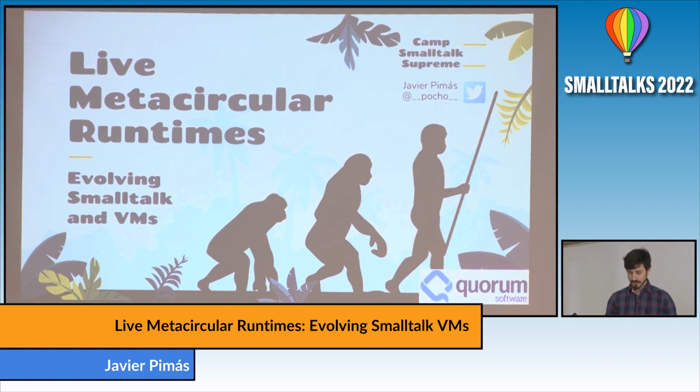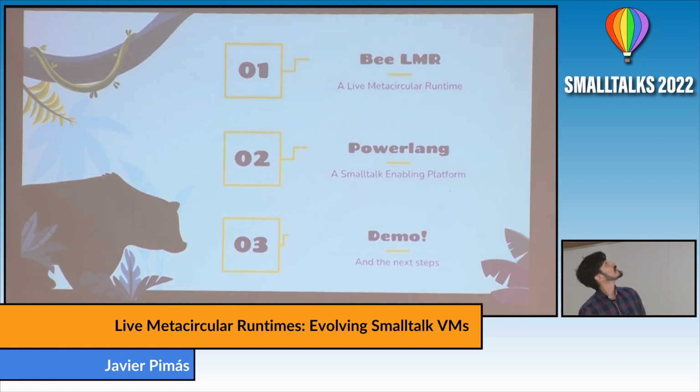So let's move a little forward. This talk has 3 parts. If we have time, we will have a demo in the end. The first part is about the B VM, or the B live metacircular runtime. The second part is going to be about the next thing we are working on.